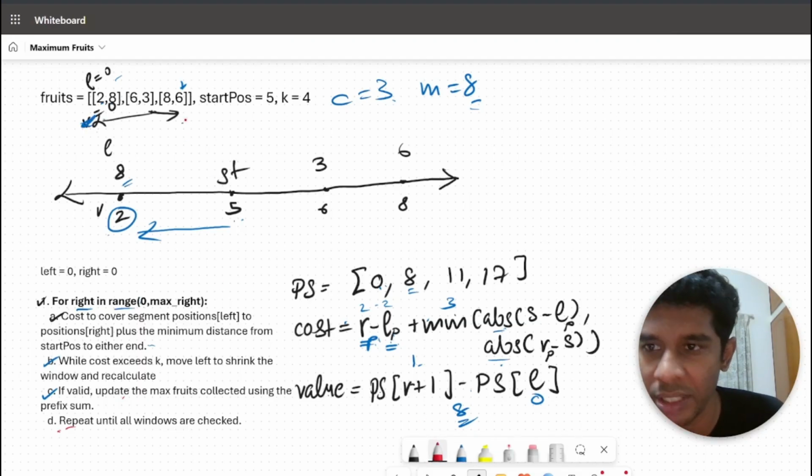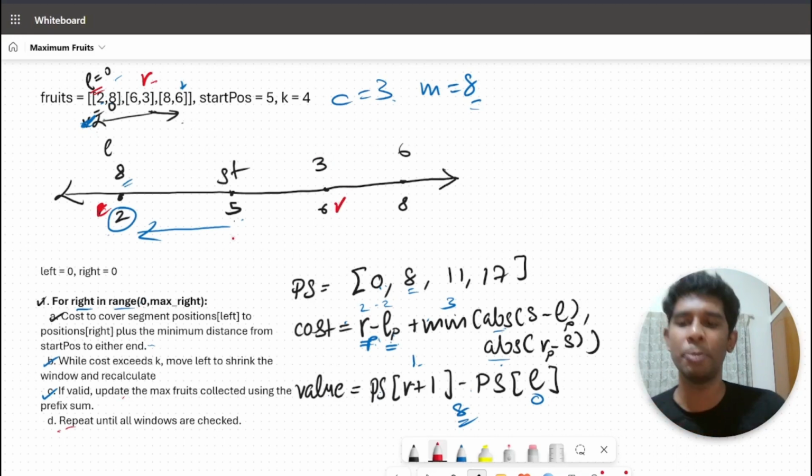Okay, I'm going to use red for this iteration. So now my r is at the first index and l is at the 0th index, right? So my r has shifted from here all the way to here. Okay. So now let's repeat the algorithm.